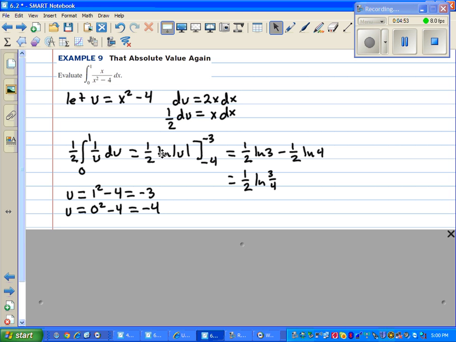So to evaluate the antiderivative, we plug -3 in to u. Absolute value of that would be 3. Minus, plug the -4 in, becomes 4. And then one of the properties we have for logs is I can factor out the 1/2 and turn the natural log of 3 minus natural log of 4 into the natural log of 3/4, and that's probably as far as I would take that.